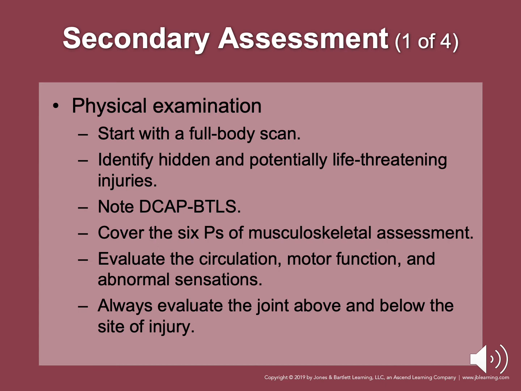Your secondary assessment: risks for severe injuries increase when two or more bones have been broken. So in your physical exam, start with a full body scan to identify hidden or potential life-threatening injuries. When examining a stable patient with an isolated injury, obtain a baseline set of vitals, note your DCAP-BTLS, and do the 6 P's of musculoskeletal assessment: pain, paralysis, paresthesia, pulselessness, pallor, and pressure. Evaluate circulation, motor function, and abnormal sensation. Consider distracting injuries, assess the entire zone of the injury, and always evaluate the joint above and below the injury.